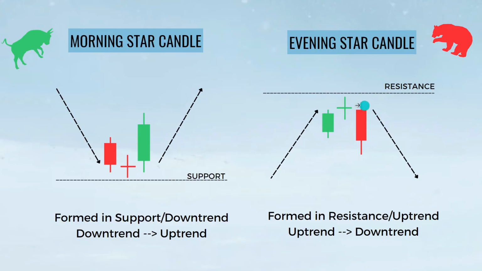Vice versa, when this evening star candle is formed in this resistance zone, there is a higher probability that the particular stock will move towards the downside. Let's see this with an example.